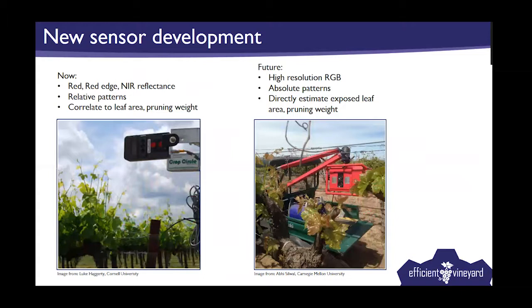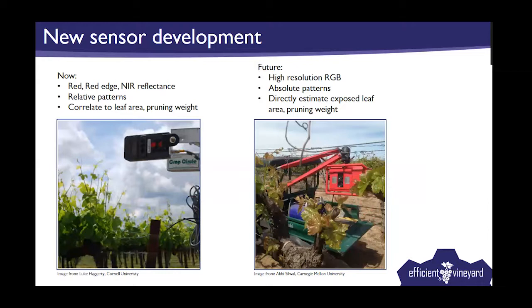So right now, we can give you a relative pattern, and you can go out and take some targeted leaf area or pruning weight measurements and translate that map. We can tell you, you have more exposed leaf area here and less here, and you can go out and say, okay, in my areas of more exposed leaf area, I have 2.5 pound vines. In my areas of less exposed leaf area, I have 1/2 pound vines. And you can characterize the patterns absolutely in that way.